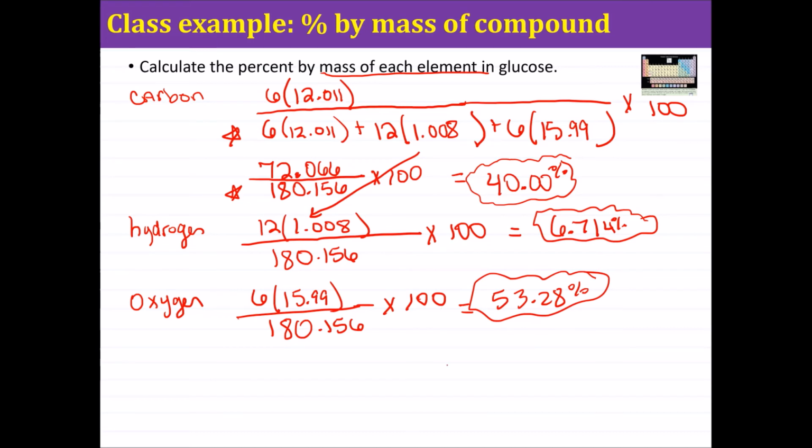So what this shows us is that if we have any amount like 100 grams or 576 grams of glucose, we are always going to have a definite proportion. So we have 40% carbon. We have 53% oxygen, and then we have 6.714% hydrogen. So that's our pie chart.